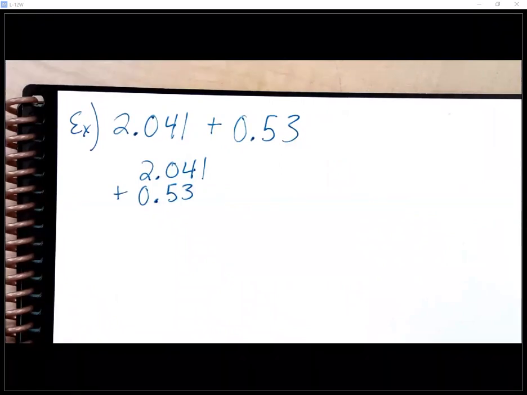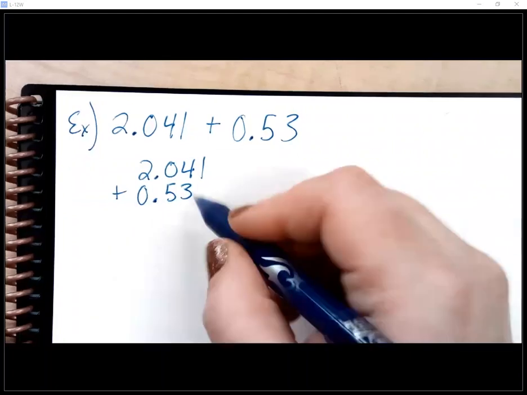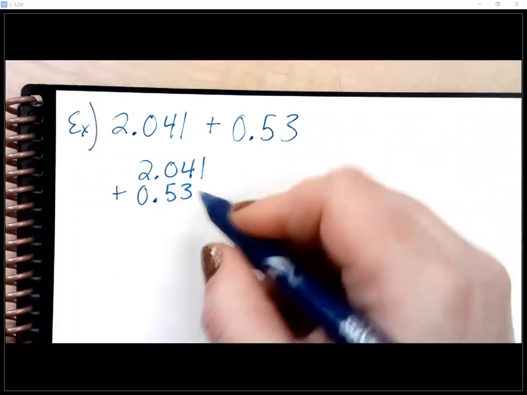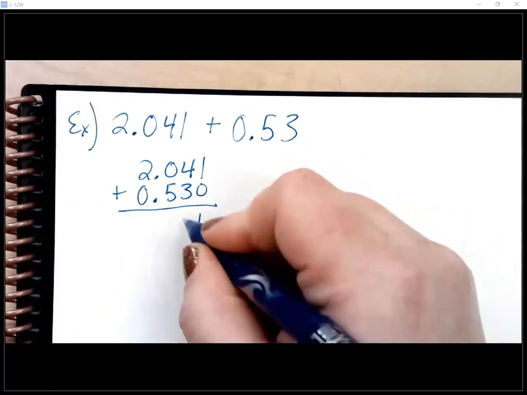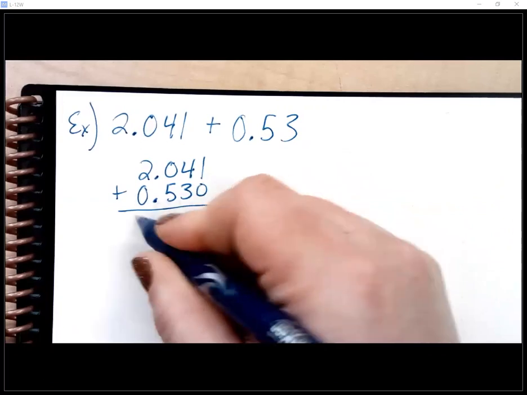Now I come in. I never like it when they don't have the same number of decimal places, so I can just stick a 0 on the end. I'm just going to add straight down. 2.175. Done.